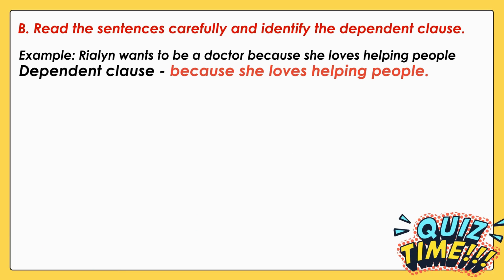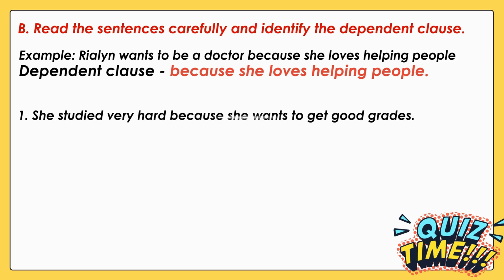Activity letter B. Read the sentences carefully and identify the dependent clause. Example: Realine wants to be a doctor because she loves helping people. The dependent clause is because she loves helping people.